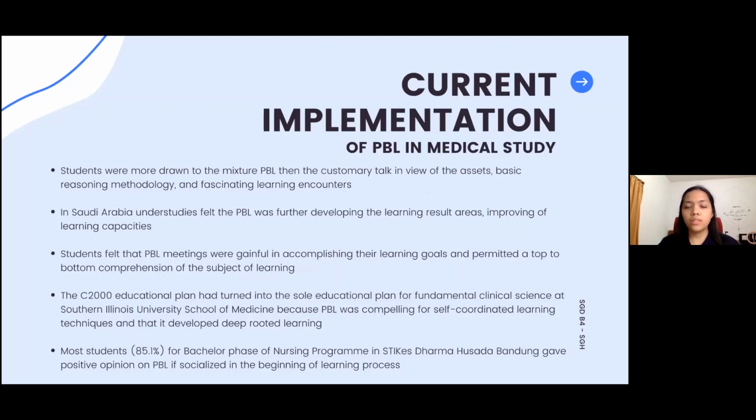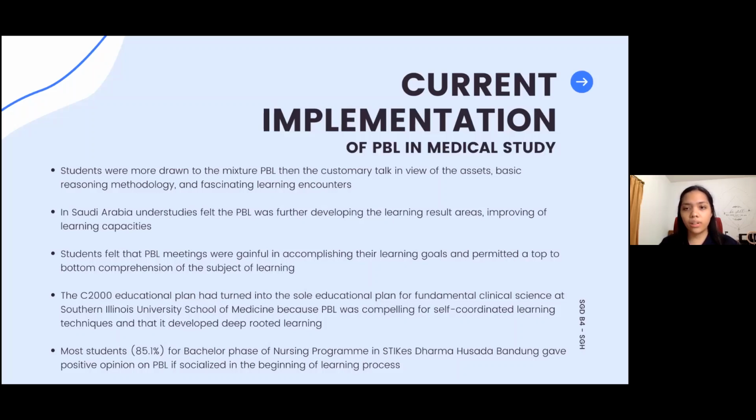Students were more drawn to the mixture PBL than the customary lecture in view of the resources, critical thinking, methodology, and interesting learning experiences that decidedly impacted the learning through the PBL process. Then ongoing investigations in Saudi Arabia and other studies felt that PBL was further developing the learning results and improving learning capacities.